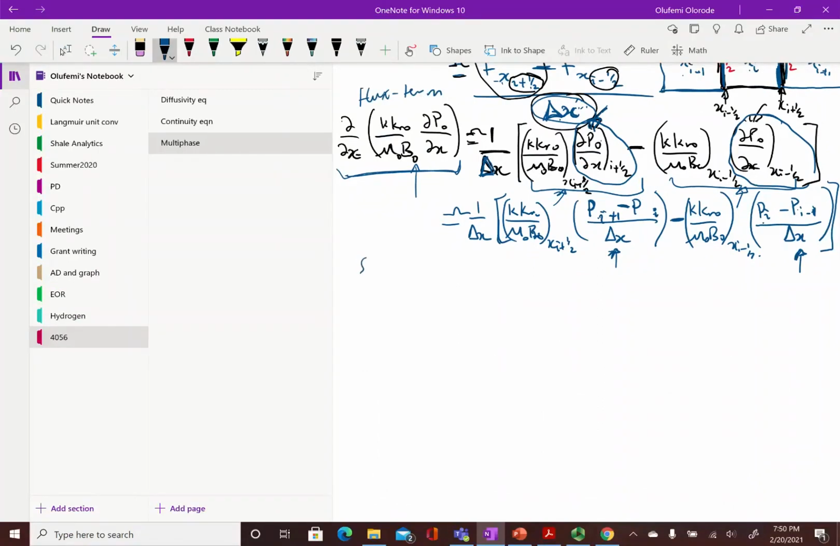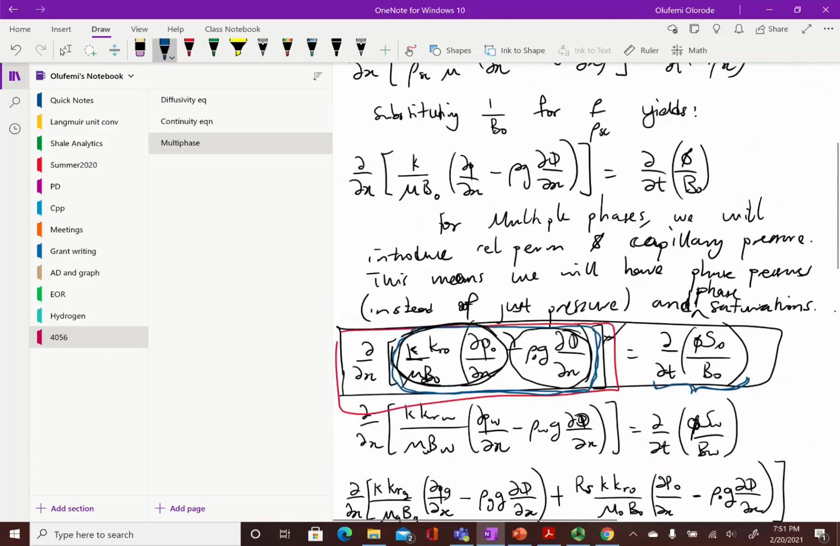Now we're going to focus on the storage or accumulation term, and it's the time derivative of phi saturation, because it's multiphase, divided by BO, which we got by substituting rho S over rho SC, density at standard conditions, divided by oil density at reservoir conditions. And that's brought in BO into the equation. And that's what we have right there.